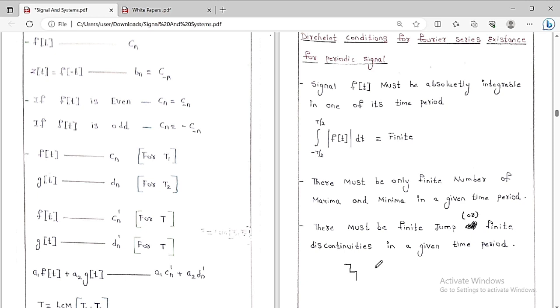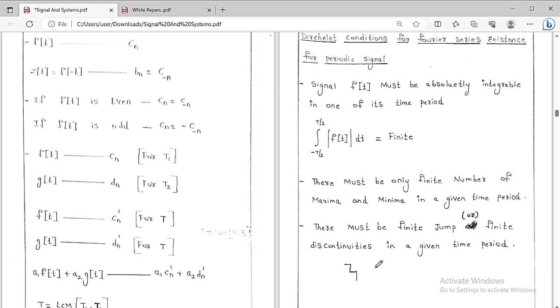So what are the three conditions? The three conditions are: a signal f of t must be absolutely integrable in one of its time period, meaning the integral over t of mod of f of t dt should give a finite value; there must be only a finite number of maxima or minima in a given time period; and also there must be a finite jump or finite discontinuity in a given time period. So these are the conditions that must be satisfied by f of t, a periodic signal.